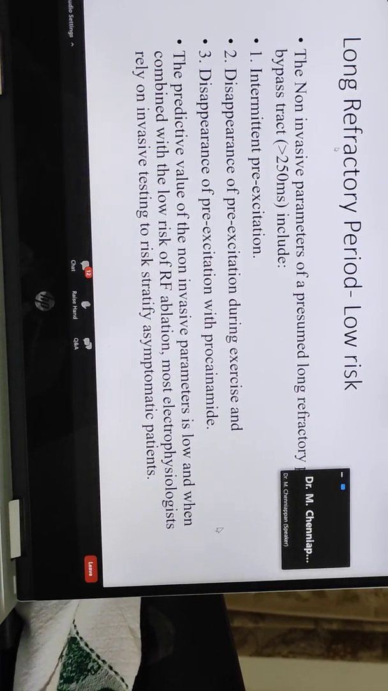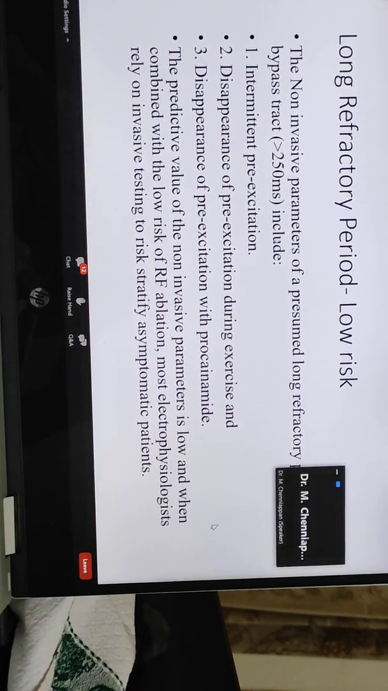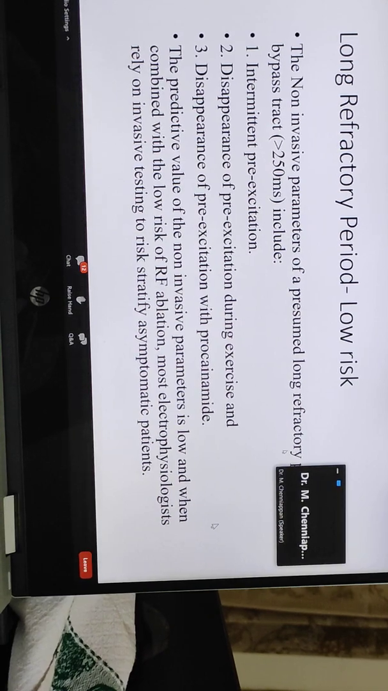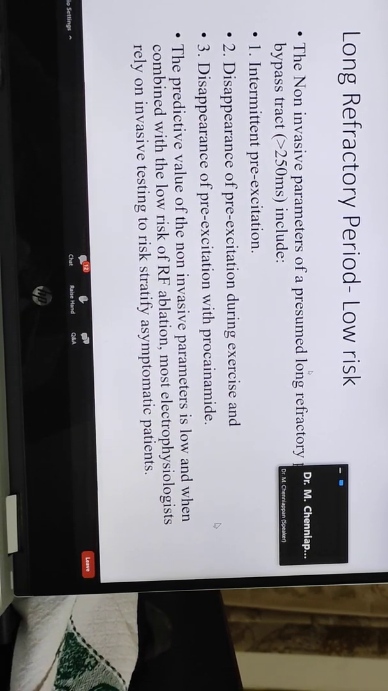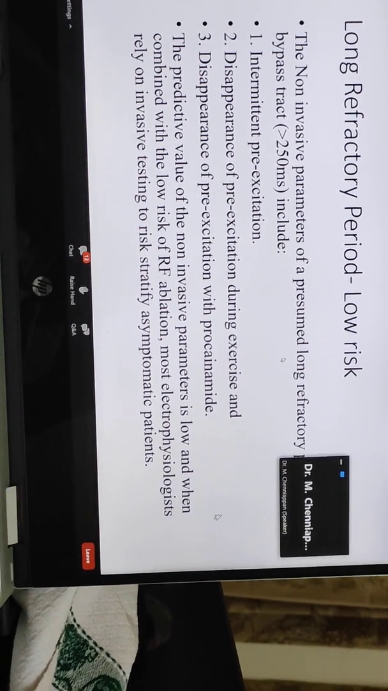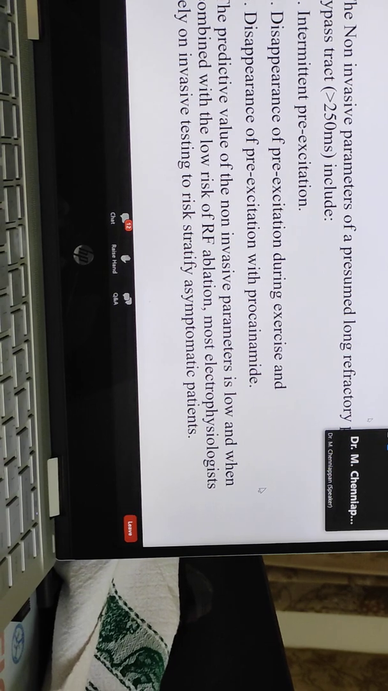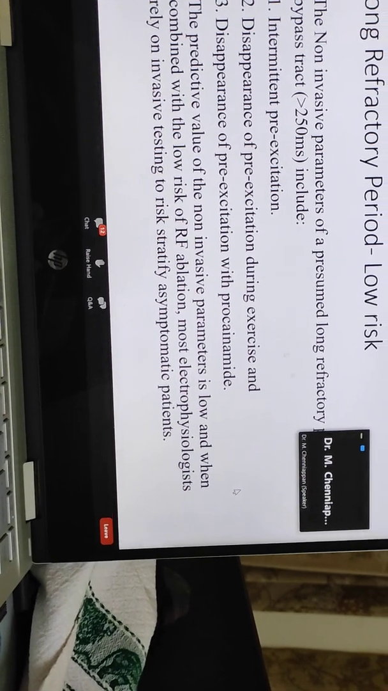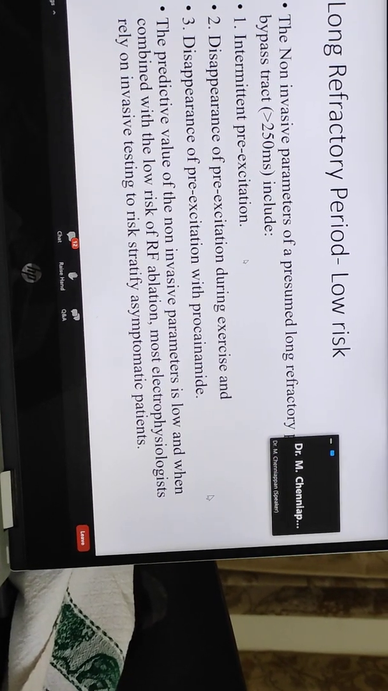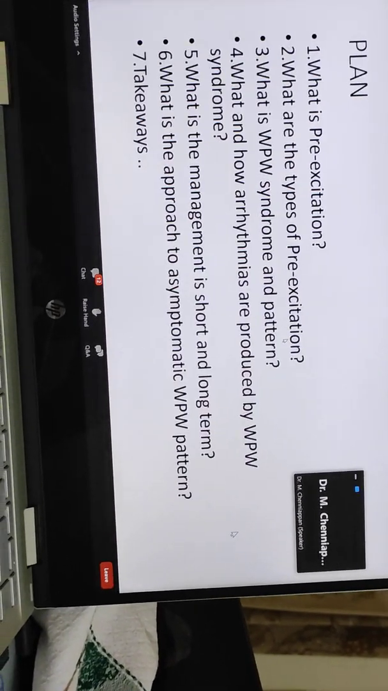So what are the pathways which can have a more benign course? Whenever you have a long refractory period of the accessory pathway, which can be easily demonstrated when you do a treadmill test. As you increase the heart rate, if your accessory pathway is not getting conducted, that means it has a long refractory period, which may have a benign course, especially when it disappears during exercise.